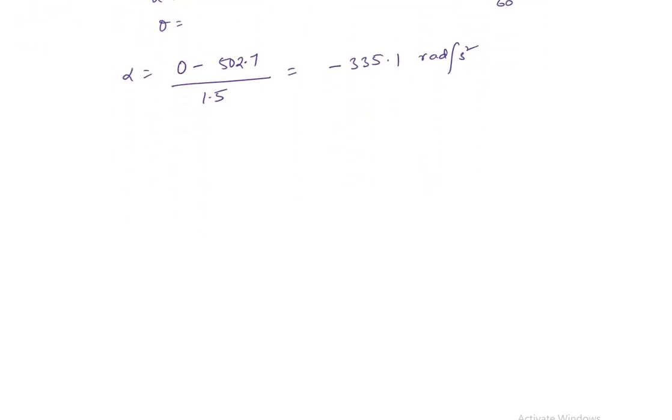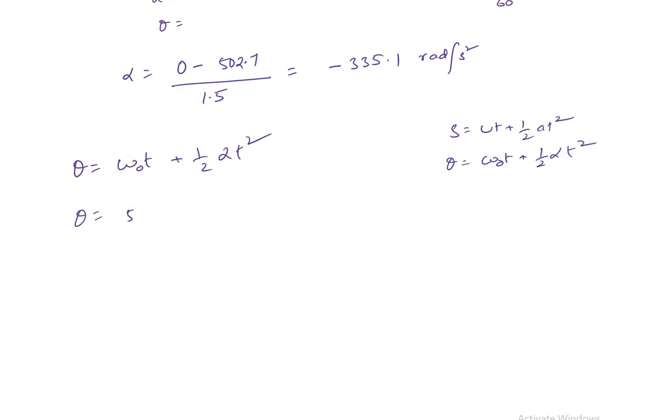Okay. Now we need to find how many revolutions it has completed while slowing down. So same formula here, S equals ut plus half at squared. So this becomes theta equals omega naught t plus half alpha t squared. Omega naught is 502.7 times 1.5, the time, plus half alpha is what?